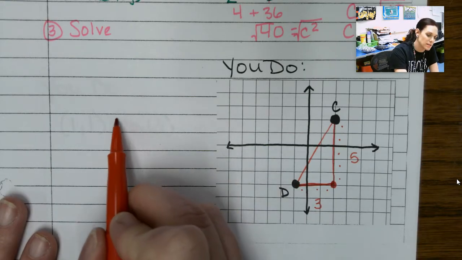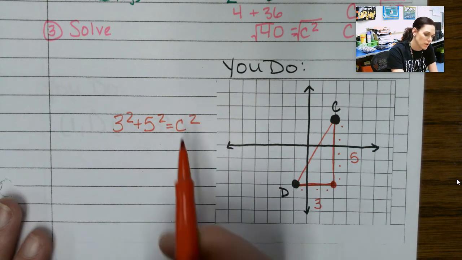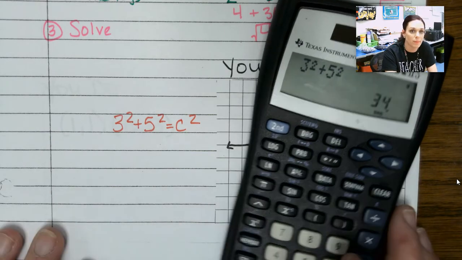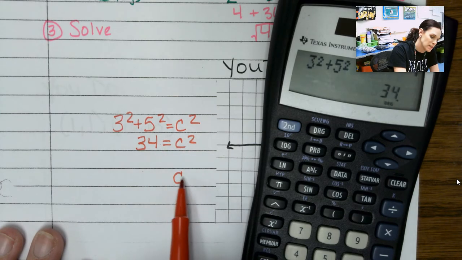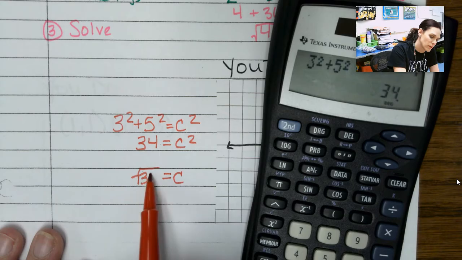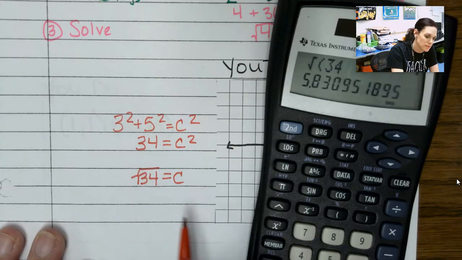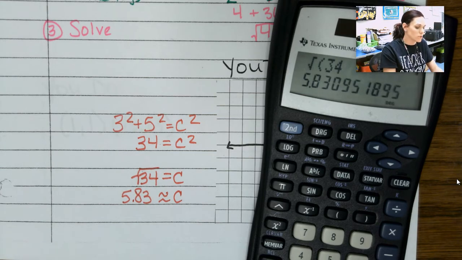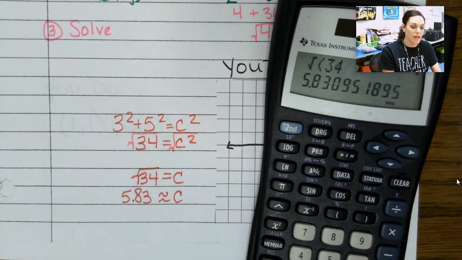So that means my legs give me 3 squared plus 5 squared equals c squared. If I do this in my calculator, 3 squared plus 5 squared makes 34. So that means c has to equal the square root of 34. When I do the square root of 34, I get that c is approximately 5.83 squares. So remember, when we're solving, we take the square root of both sides. That's what I did to get to that final answer.